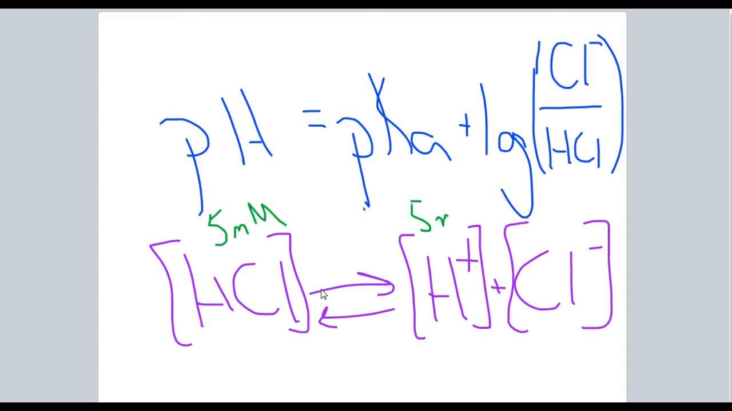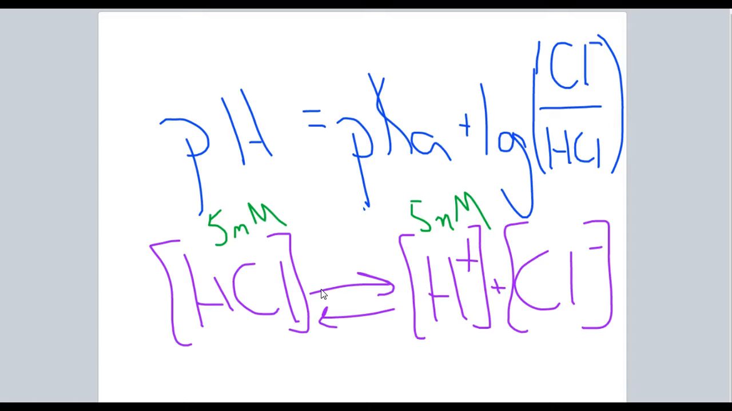and this are equal. So in other words, if we started with 10 millimolar hydrochloric acid and it went to 50% dissociation, half of that 10 millimolar hydrochloric acid will have dissociated into proton and chloride ion. The other half would have remained undissociated. So we have equal amounts of each.